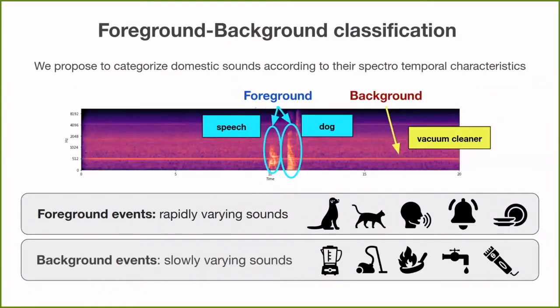In our first improvement, we propose to categorize domestic sounds according to their spectrotemporal characteristics. We regard rapidly varying sound classes such as dog, cat, speech, alarms, and dishes as foreground sounds, and slowly varying sound classes such as blender, vacuum cleaner, frying, running water, and electric shaver as background sounds.